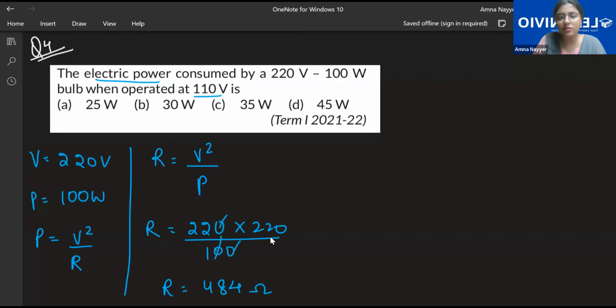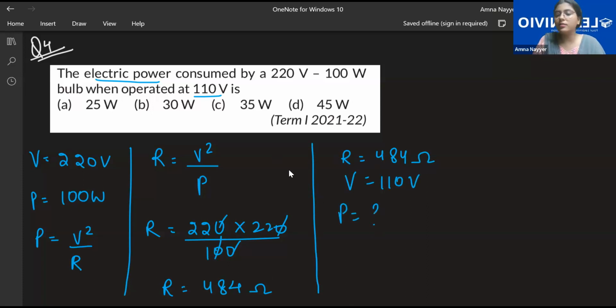Yes, 22 whole square, 484. So we have the resistance now. So resistance is 484 ohm. Voltage is 110 volt. Now the new power is asked for this.